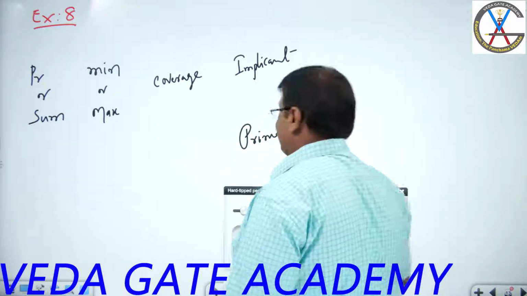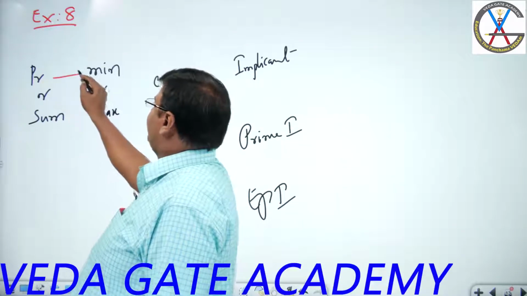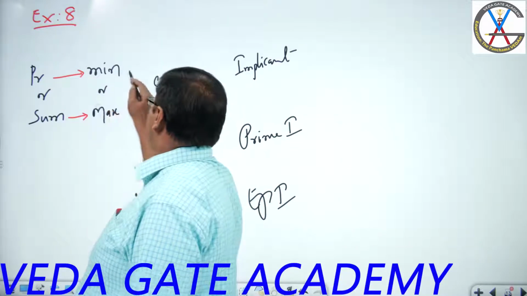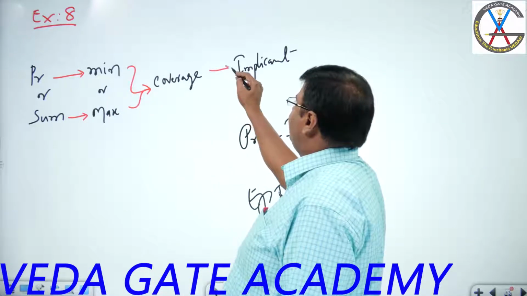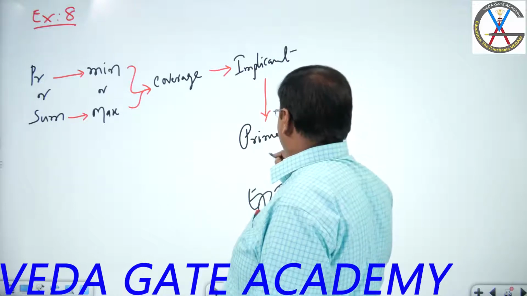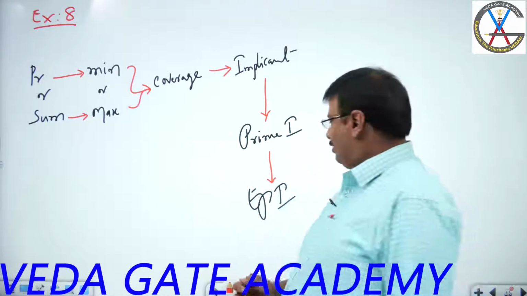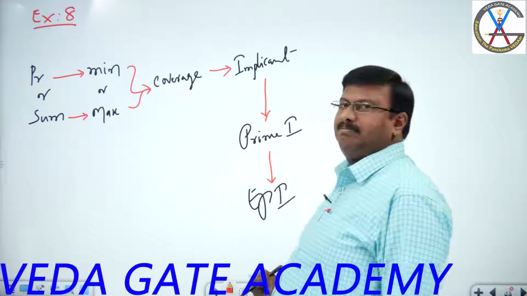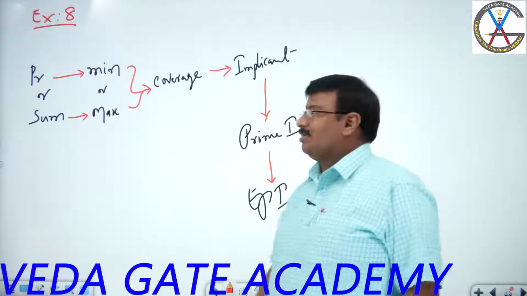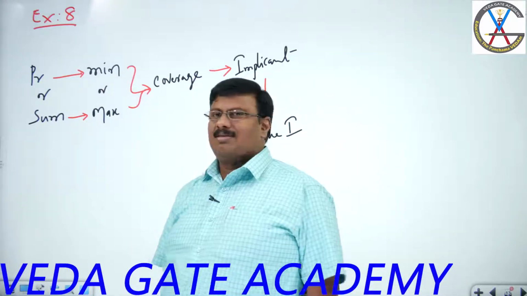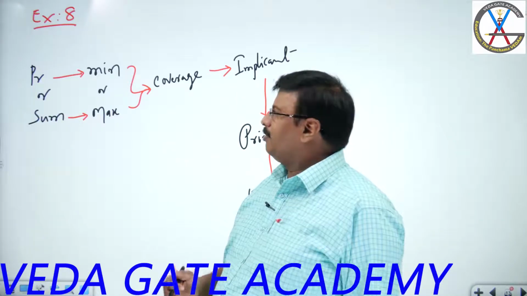Yeah, what is the link? Product will be min, sum will be max. Both together, coverage. Coverage after, implicant. Implicant after, prime. Prime after, E prime. The sequence and rule is: E prime must be prime, prime must be implicant, implicant must be the coverage, coverage must be the min or max, min or max must be the product or sum. That's what is known to you, right?